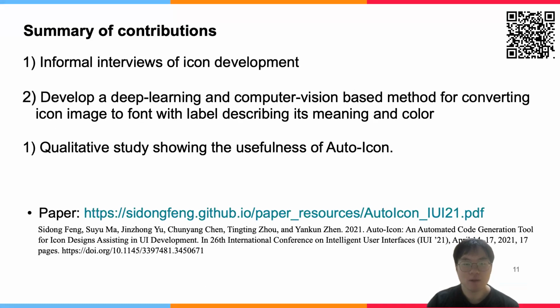To summarize our paper, first, we identify the fundamental limitation of existing UI development of icons. The informal interviews with professional developers also confirm these issues qualitatively. Second, based on the emerging labeled categories, we developed deep learning and computer vision-based techniques called AutoIcon for converting images to fonts with labels describing their meaning and color, to provide developers with an understanding of the code.